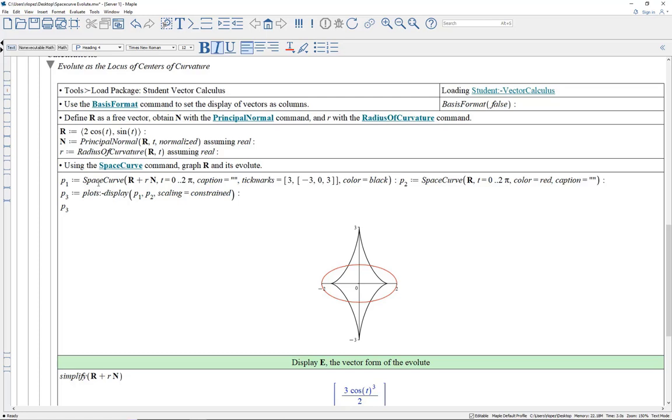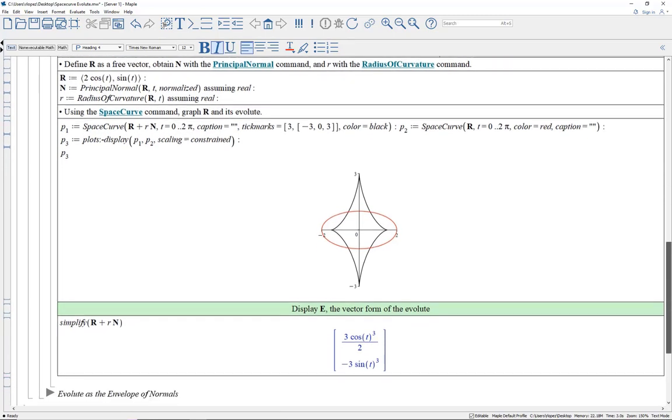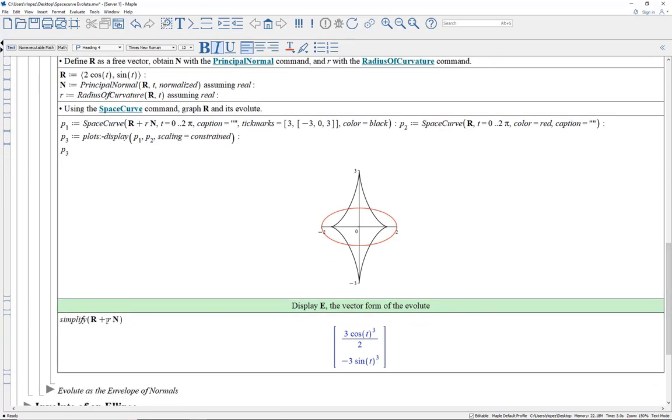I put together this graph of the evolute, R plus Rn. P2 is the ellipse. And so here's a graph of these two curves together. Calculation of R plus Rn, and I hit it with a simplify, is this vector, which gives the parametric representation. X of t is this first component, y of t is the second component.